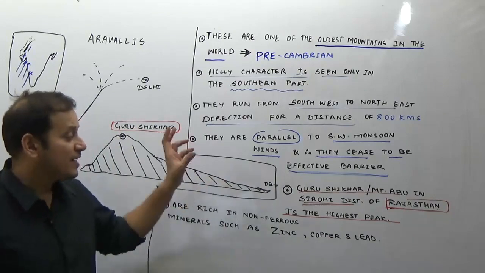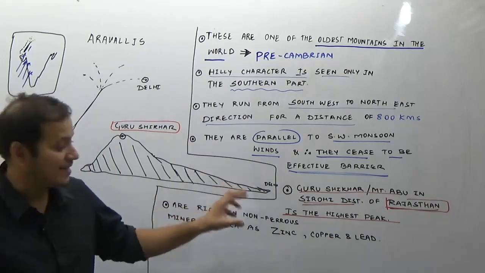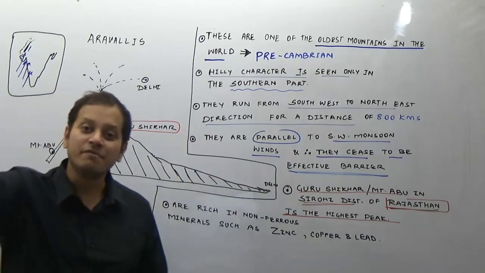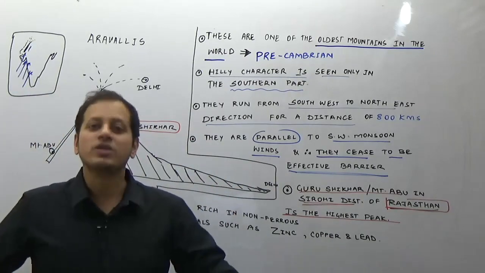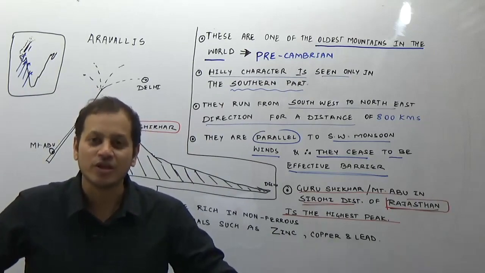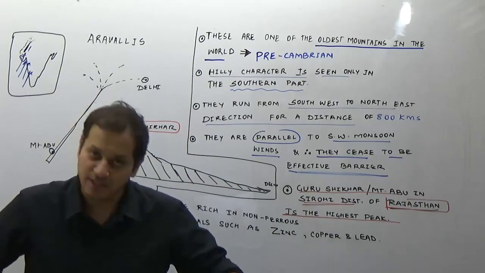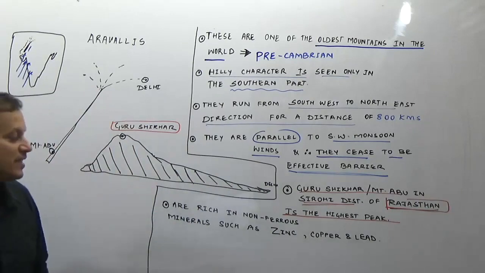Guru Shikhar is in the Sirohi district of Rajasthan, and is the highest peak. So in which state does the highest peak of the Aravallis lie? Rajasthan or Gujarat? This is the commonly asked question. You know the answer is Rajasthan. So the Guru Shikhar lies in Rajasthan.